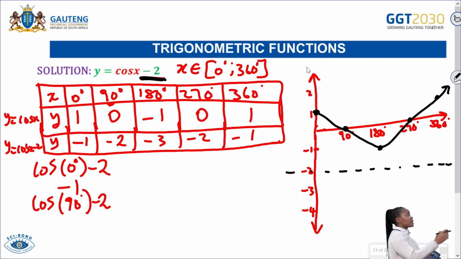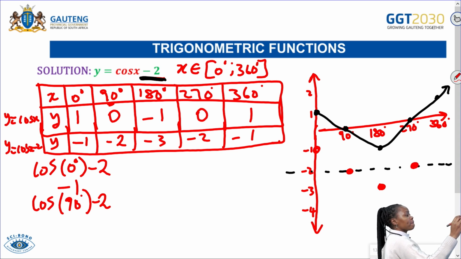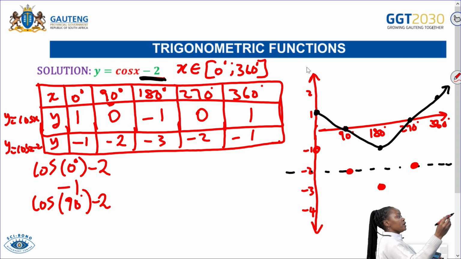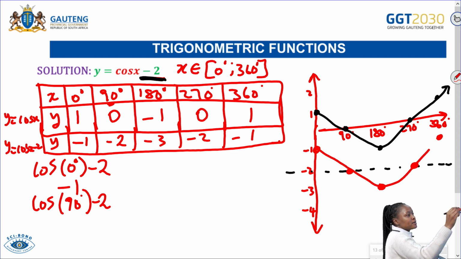Okay, now let's sketch the graph of y equals cos x minus 2. So at 0 degrees you'll have negative 1. So your graph has shifted 2 units down. From 1 it moved to 0, and then up until the negative 1. And then 90 degrees is to negative 2, so it's going to be somewhere here. And then 180 degrees is to negative 3, it's going to be somewhere here. And then 270, it's going to be somewhere here. And then at 360 degrees, you'll have negative 1, so it's going to be somewhere there. So your graph is going to look like this.